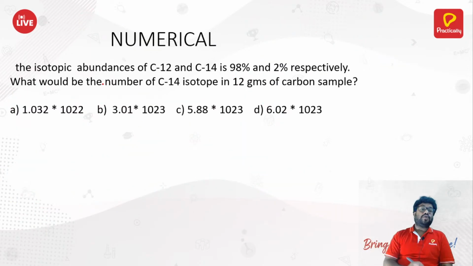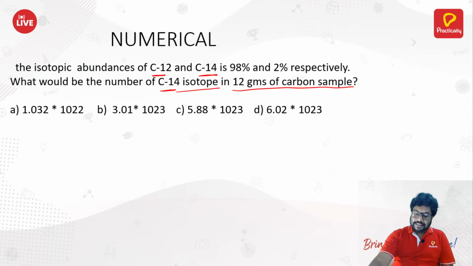Next, the isotopic abundances. Now we have already seen the isotopes, for example, carbon has C12, C13, C14, out of which 98% or more is C12 and only 2% is around C14. So the isotopic abundances of C12 and C14 are 98% and 2% respectively. Then what would be the number of C14 isotopes in 12 grams of carbon?